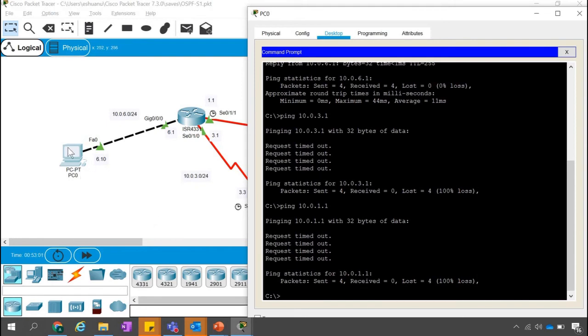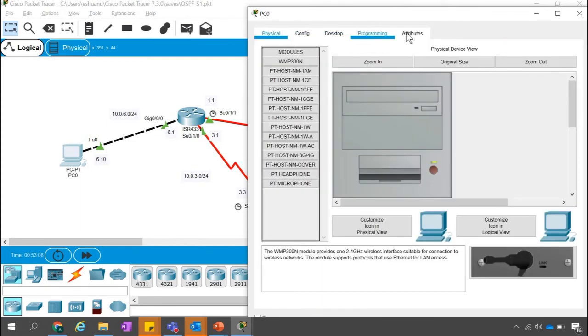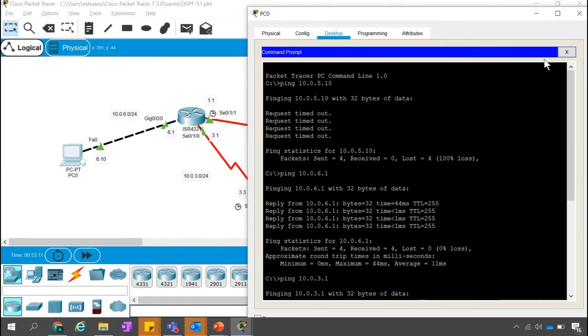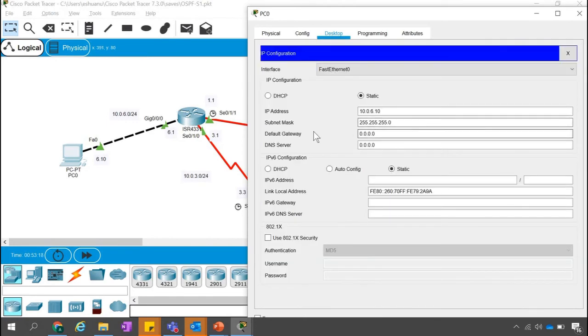So how to sort out this problem? We have to set the default gateway on this computer. Whenever you have any issue and you don't know that network, please send toward this router, and that router will take care of that information, right? So let's configure the default gateway for this computer: if you don't know any of the network, please send to this router. So let's give the IP address of this router. That's the default gateway.